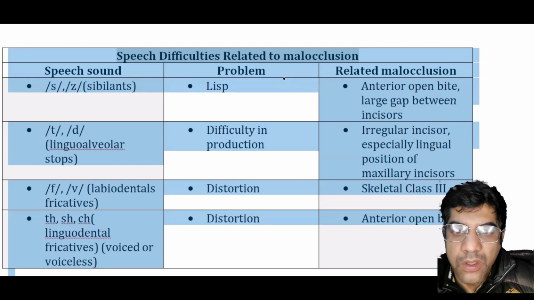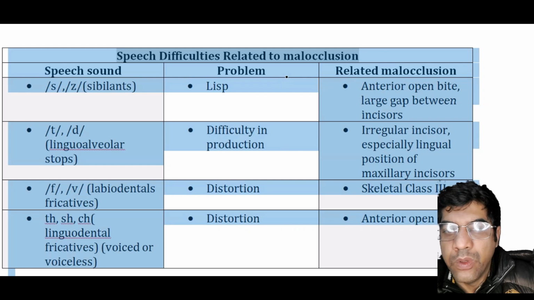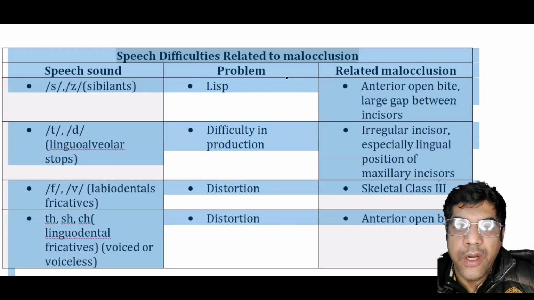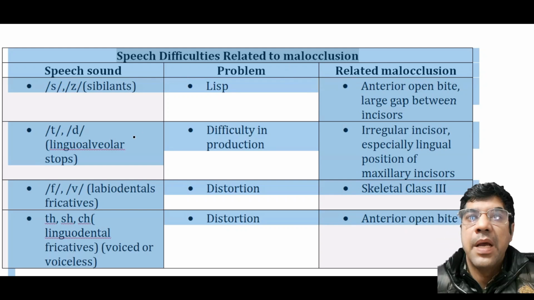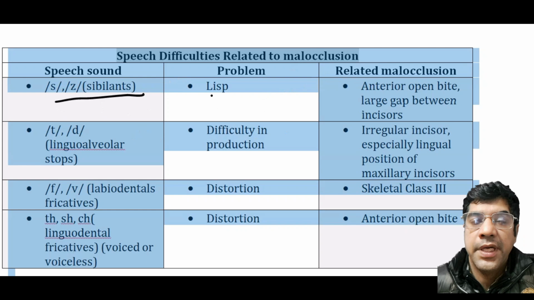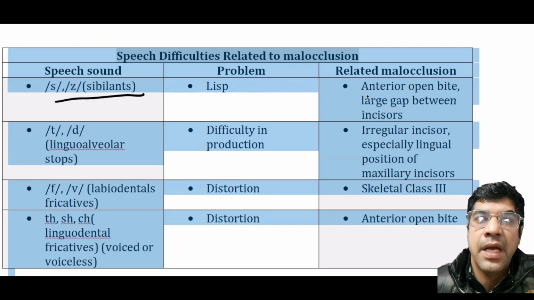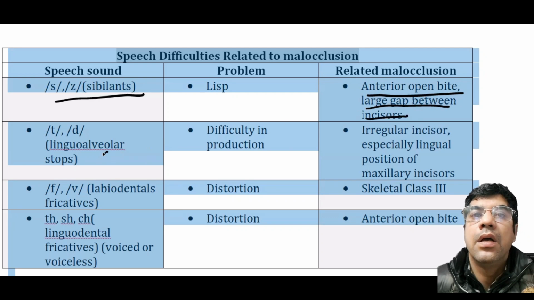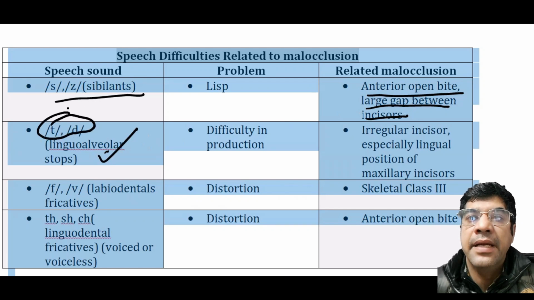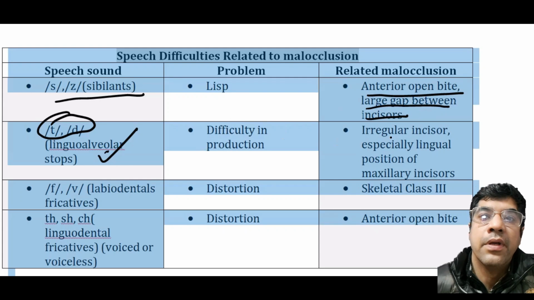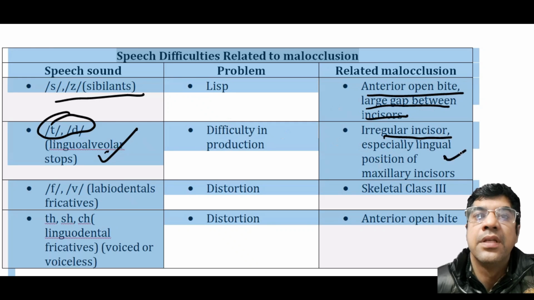So this is because a severe class 3 malocclusion can lead to difficulty in producing these sounds due to the misalignment of the upper and the lower incisors. If you remember this table, for the speech sounds S and Z, the problem associated is lisping, and there you would see the anterior open bite, large gap between the incisors. The linguoalveolar stops, sounds like T and D, are due to the irregular incisors, especially lingual position of the maxillary incisors.